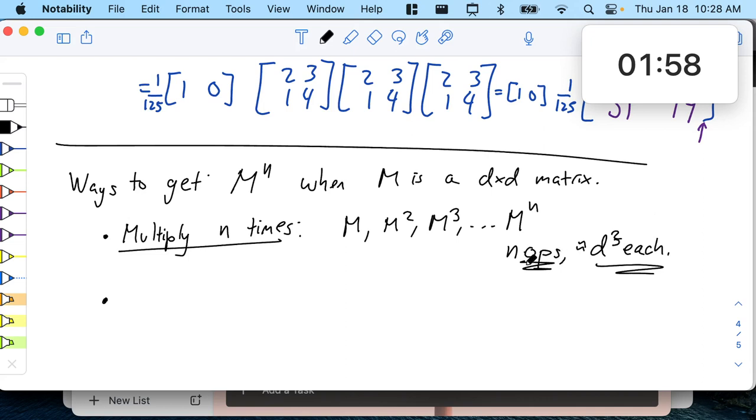Okay, so you've got to do n operations. If it's a big matrix, that's going to take you even longer, because doing one matrix multiplication is a lot. But is there a faster way? Anybody got a suggestion? Yeah.